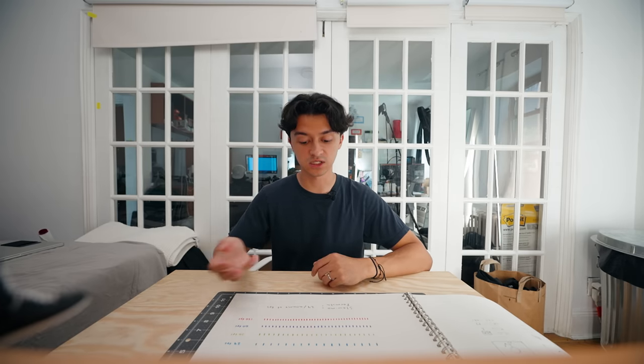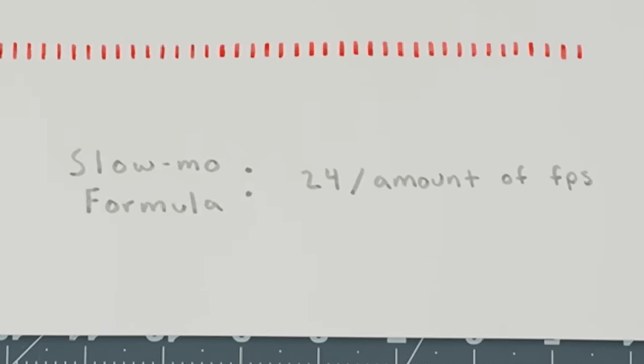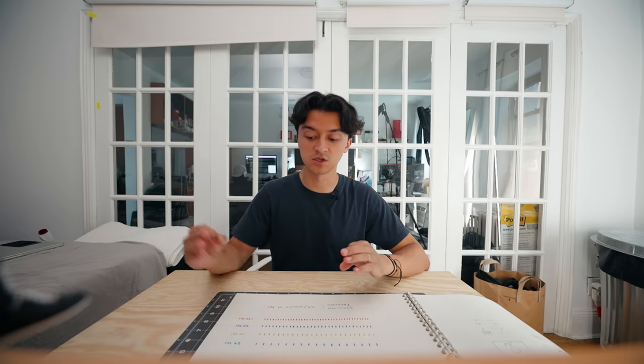Lastly, a simple formula that you can follow to slowing down your slow-mo footage is 24, or whatever real time you're shooting in. If you're shooting in 30, you could just replace 30 here, divided by the amount of FPS that you're shooting in. The result of this formula gives you the percentage that you can slow down your high frame rate footage in post to ensure that your slow motion footage is smooth.